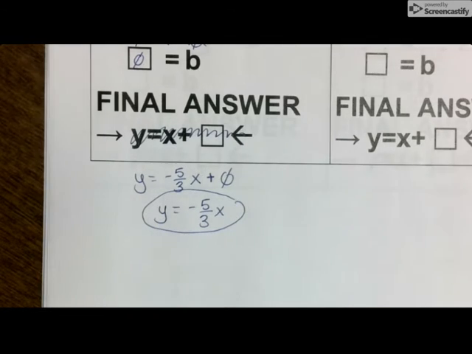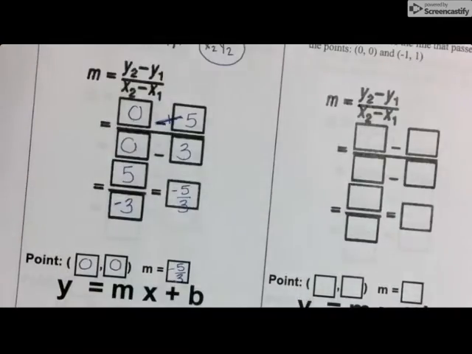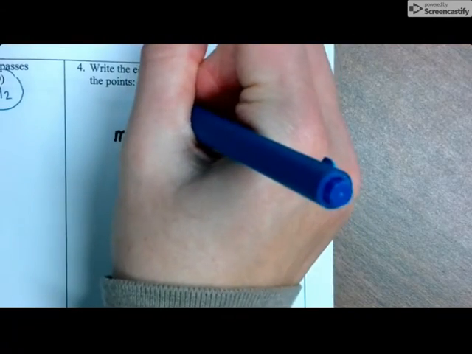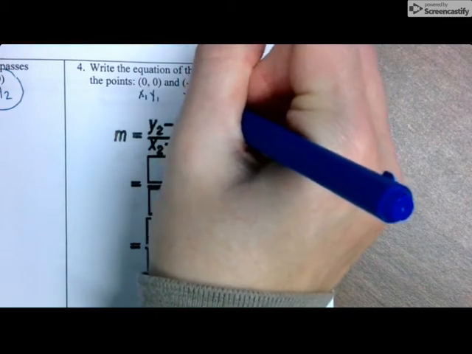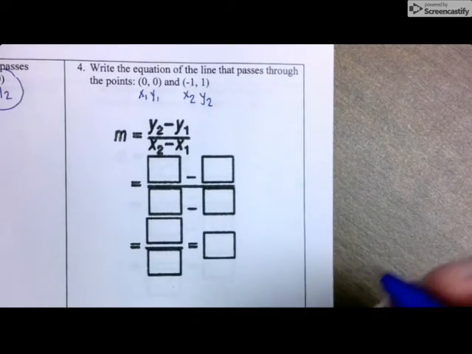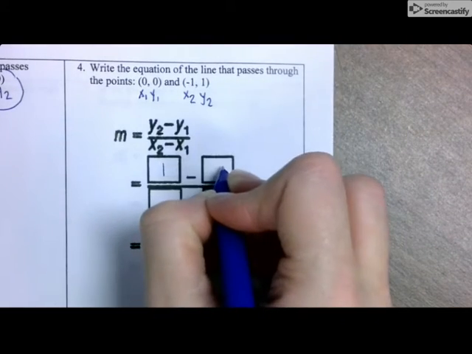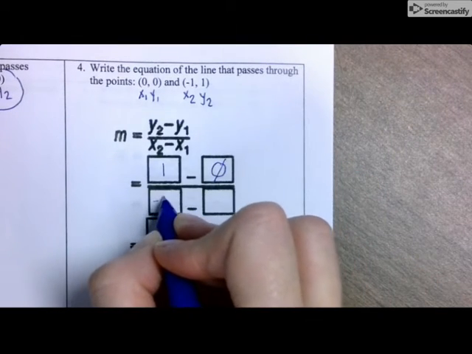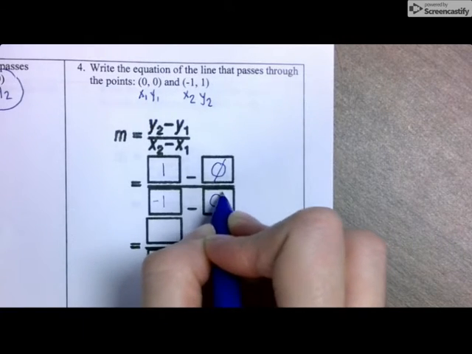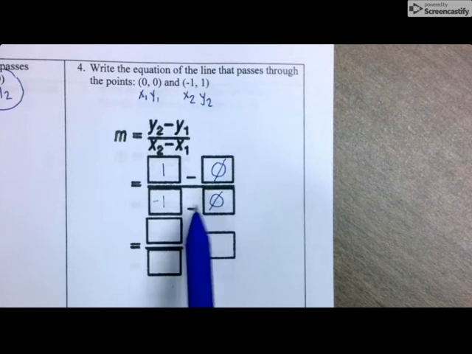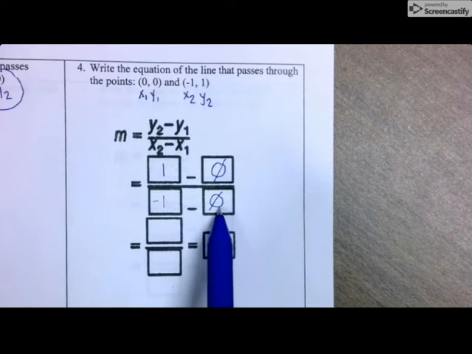Okay? Try the next one. One more, and then we'll be done. In this case, we have our x1 and our y1, our x2 and our y2. In place of y2, I'm going to have a positive 1, and then that's going to be minus 0. In place of x2, I'm going to have -1, minus in place of x1, I will have 0.